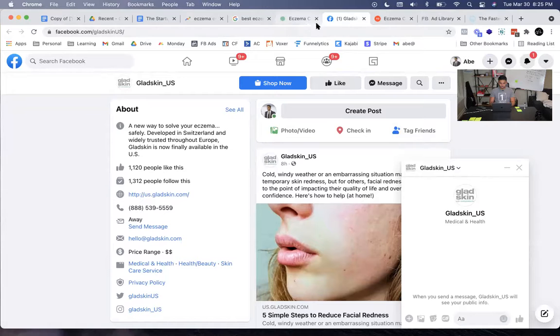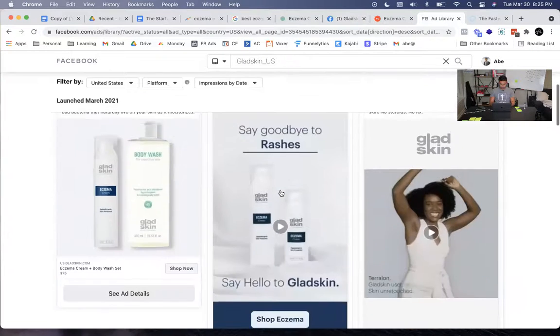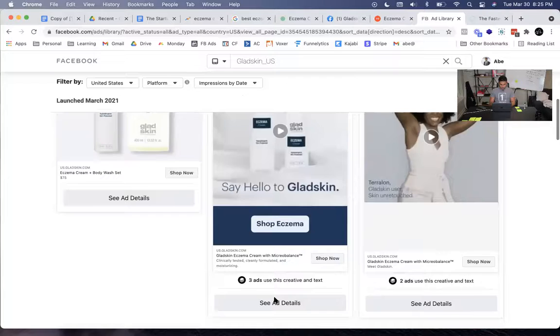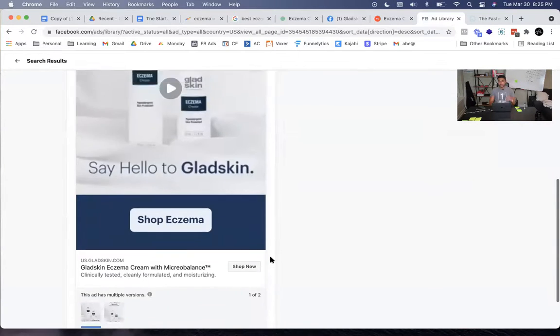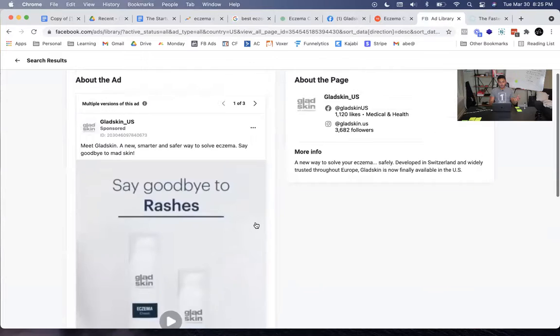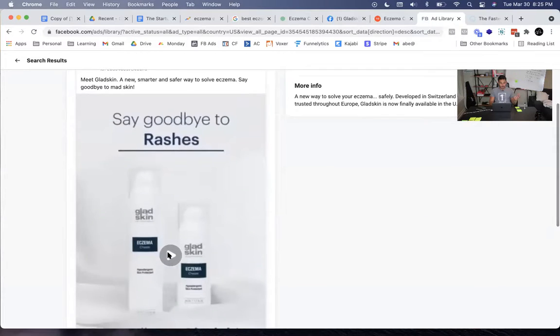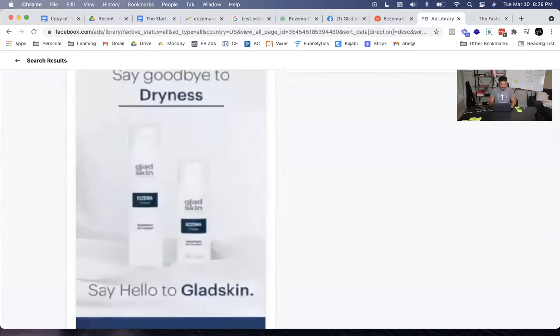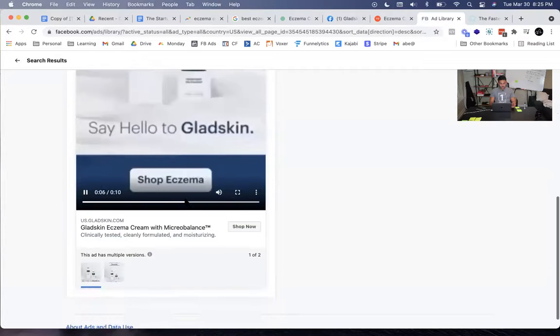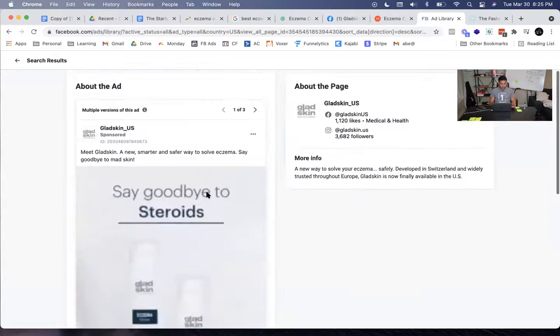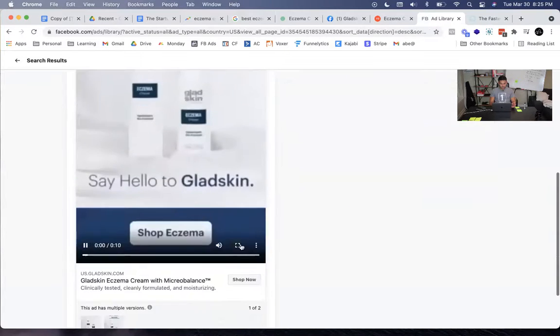Hey, where'd that go? See ad details. Oh, here we go. So now they're also advertising on here. So why is this important? Now you get to see how they are advertising on social media. So they've got a video, say goodbye to dryness, rashes, steroids. So again, you want to just see what they're doing, how they're doing it, what they're saying, okay?